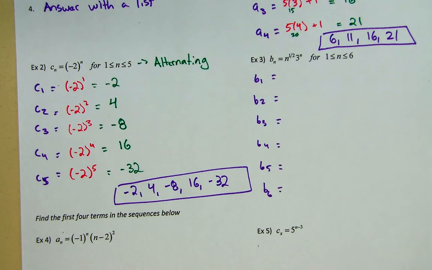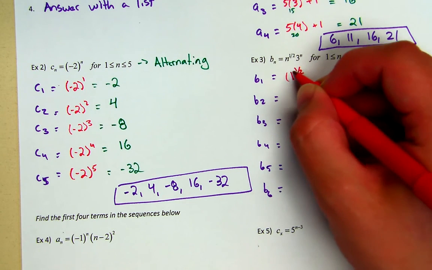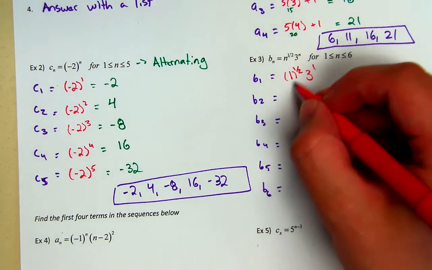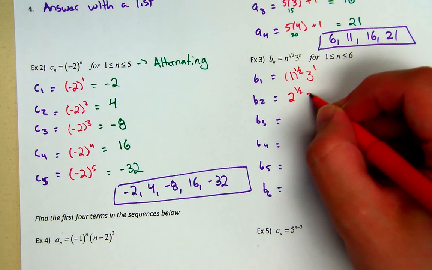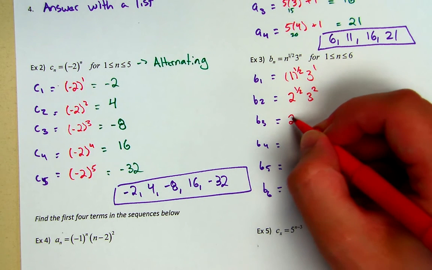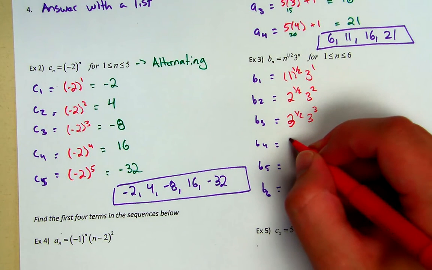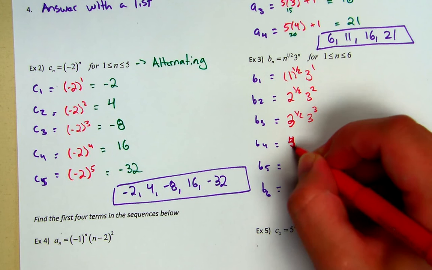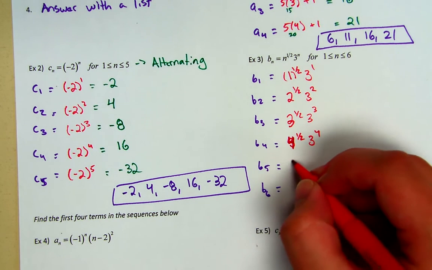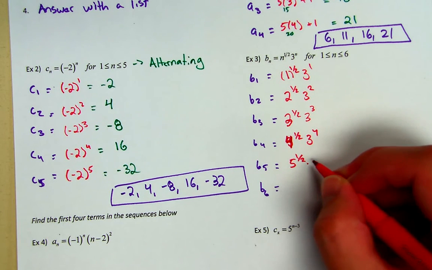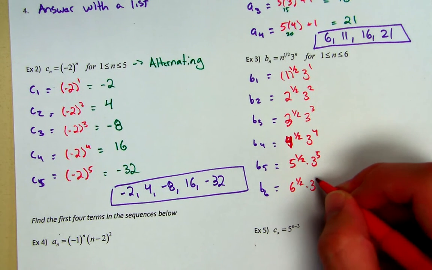This one gets a little bit tricky. So I have n to the 1/2, 3 to the n. n is 1: 1 to the 1/2, 3 to the 1. Alright, now I'm on 2, so 2 to the power 1/2, 3 squared. Now I've got 3 to the 1/2 power, 3 to the third, 4 to the 1/2 power, 3 to the 4th, 5 to the 1/2 power, 3 to the 5th, and 6 to the 1/2 power, 3 to the 6th.